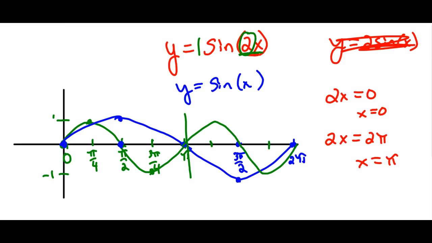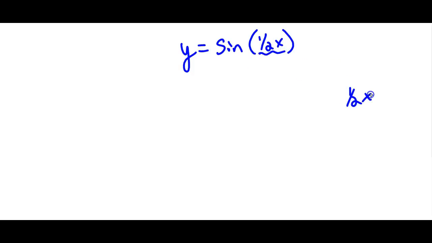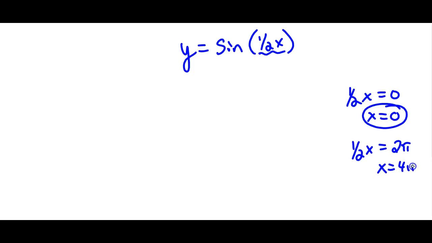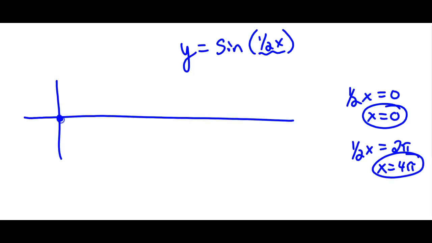Let's go back and sketch that out. If we were to do y equals the sine of 1/2 x, to graph that out, remember, set what's in the parentheses equal to 0 and set it equal to 2 pi, and solve for x in each case. So I get x equals 0, I get x equals 4 pi.